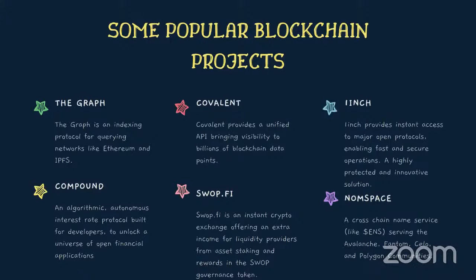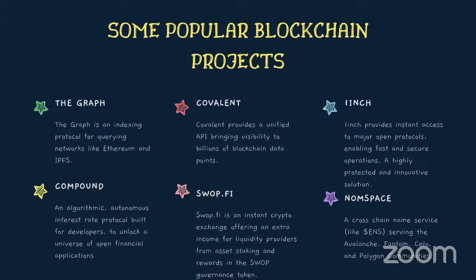So think of The Graph as a Google. Google is for the web, so The Graph is for the blockchains. It supports a lot of blockchains, like the Celo blockchain, the Near blockchain, Ethereum blockchain, and a couple of other blockchains like that too.